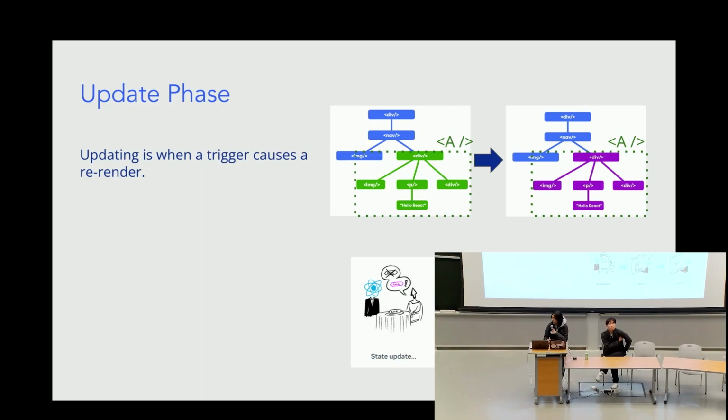Let's move on to the next phase, the updating phase. Now, this one is real similar to the mounting phase. It also involves kind of the same steps: having the trigger, a render, and a commit. So updating is when a trigger causes a re-render. This is after it's already initially rendered. First, a trigger occurs, and we'll see what triggers there are in a bit.